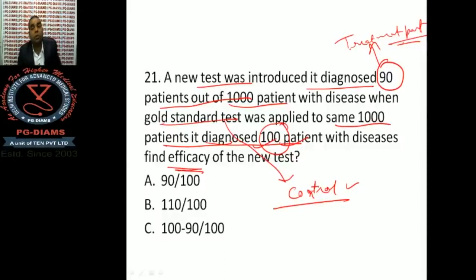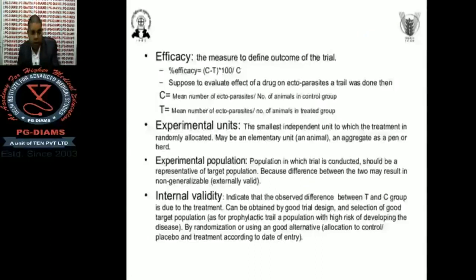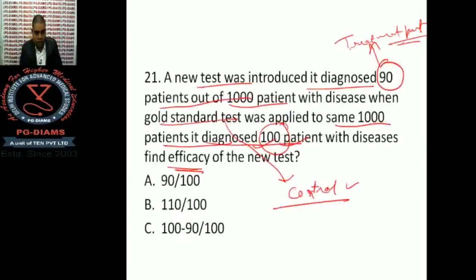For that we need to know the formula for efficacy. The formula for efficacy is control minus treatment into 100 divided by control. C minus T into 100 by C. As I told you, the control in this case was the gold standard, so it was 100, minus T, that is treatment, it is 90, divided by C, that is control, that is 100, into 100. This will be the efficacy.